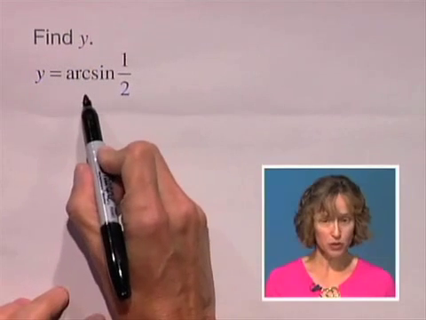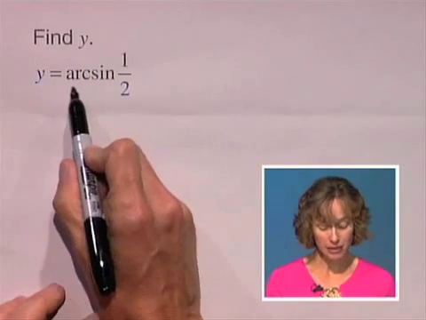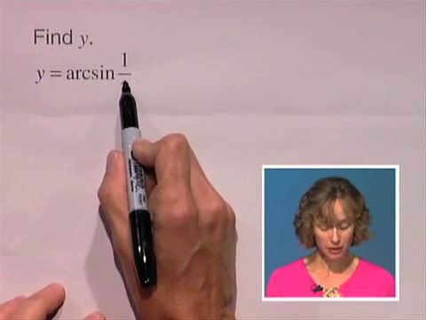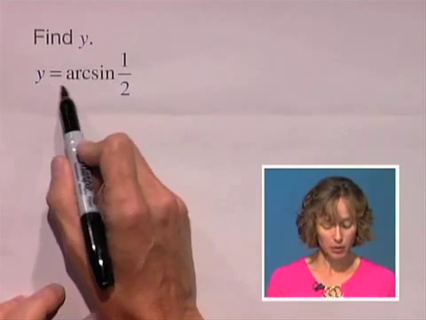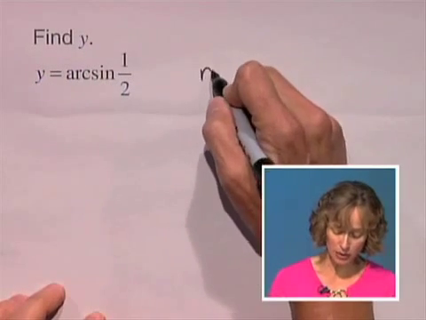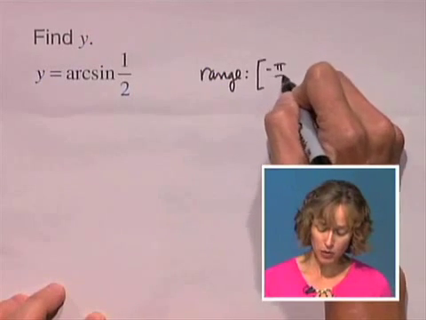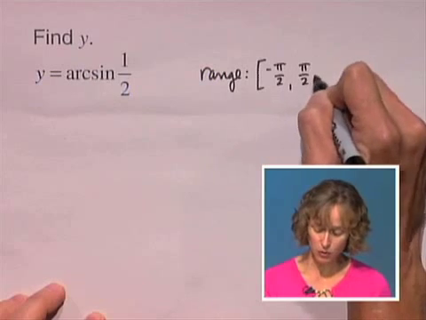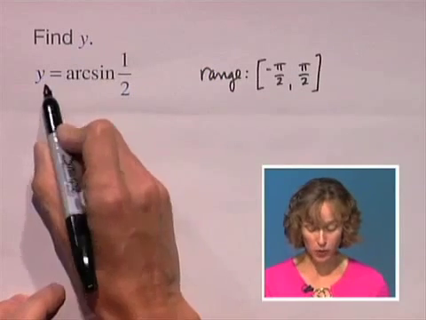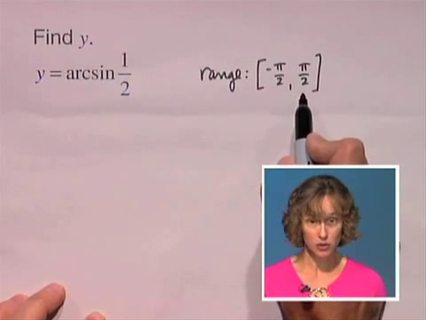Let's work with some inverse trig functions. We want to find y, where first of all, y is the arc sine of 1/2. You can read this to yourself or interpret this as meaning y is the angle whose sine is 1/2. And remember, the arc sine function's range is negative pi over 2 to pi over 2. So the answer we give for y has to be an angle in this range.